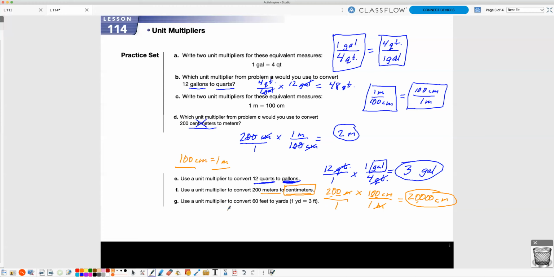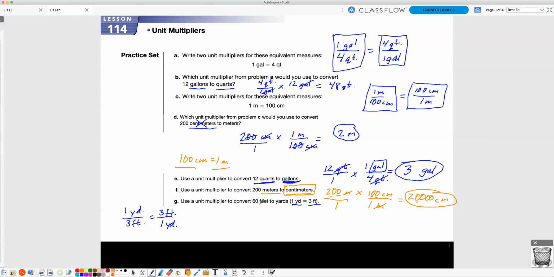All right, go ahead and try letter G. Use a unit multiplier to convert 60 feet to yards. And they gave us 1 yard equals 3 feet. That's not a unit multiplier. Remember, unit multipliers would be 1 yard in the numerator and 3 feet in the denominator, or it could be 3 feet in the numerator and 1 yard in the denominator. So either one of those would be the ones that I have to use.